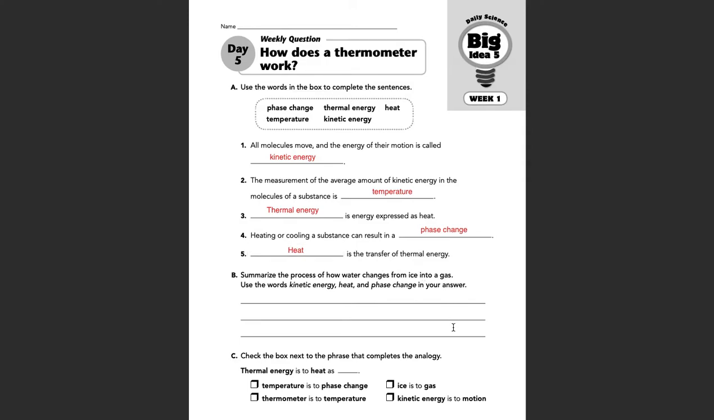Part B wants us to summarize the process of how water changes from ice into gas. Use the words kinetic energy, heat, and phase change in your answer. So for part B, this is going to be kind of lengthy, but I'll do my best to summarize here.